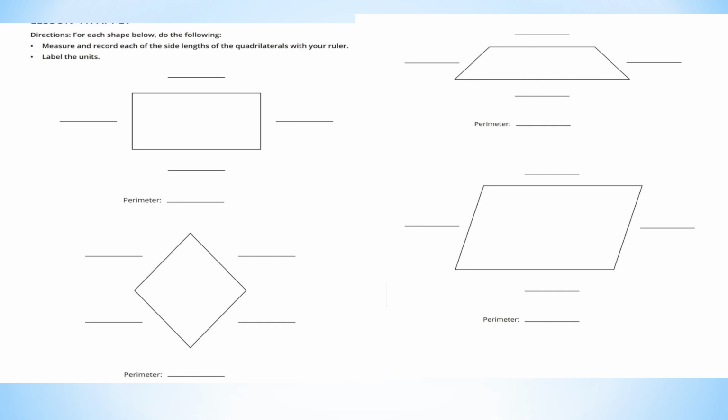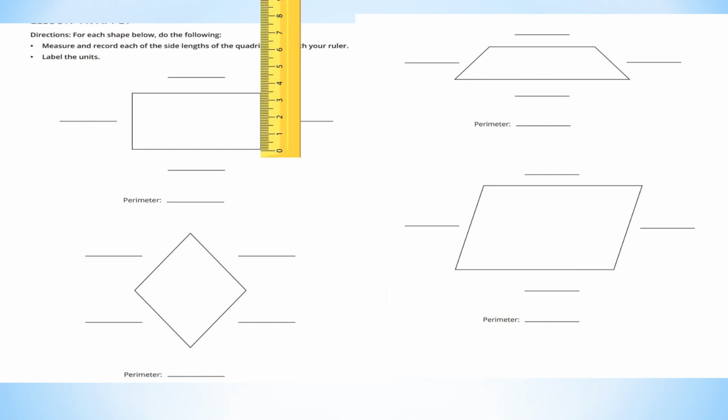Now let's apply with our math book. Here I want to measure these shapes' sides, these quadrilateral sides, and find the perimeter. The first shape is a rectangle. We said a rectangle is a quadrilateral that has 4 sides and 4 vertices. 2 are long and 2 are short. Let's start with the short side.